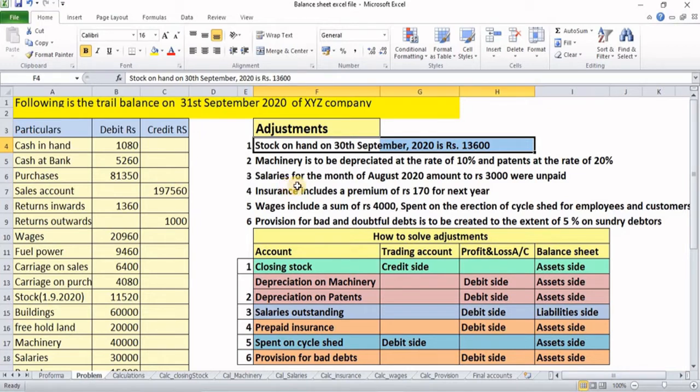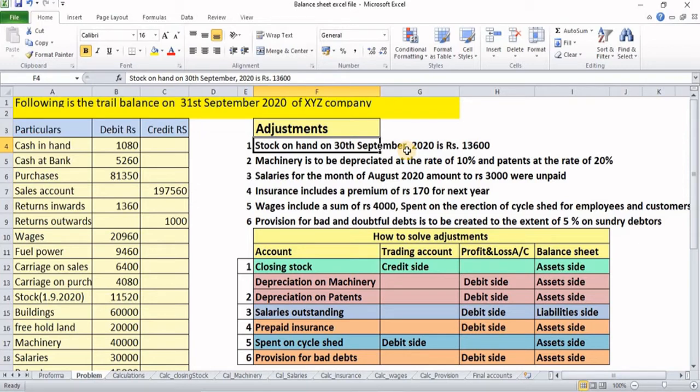Stock on 30th September 2020 is nothing but our closing stock. If we see a month and date before stock, then presume that it is closing stock. If we see the beginning of the month date like 1st September, then we will presume that it is opening stock.